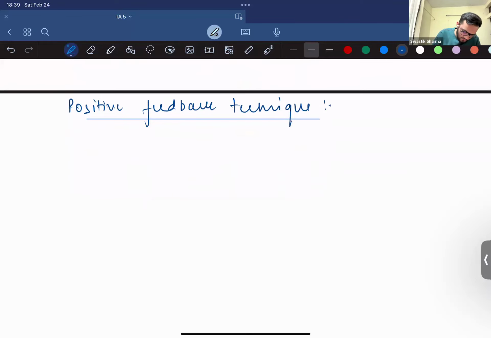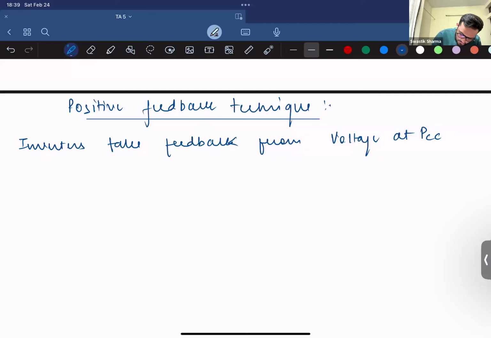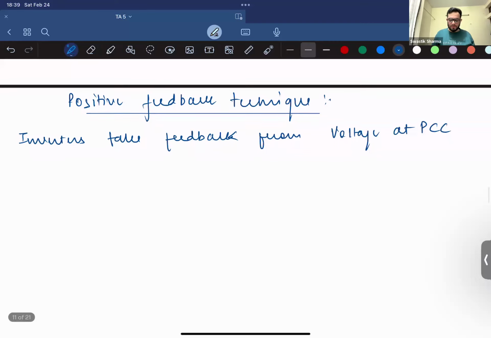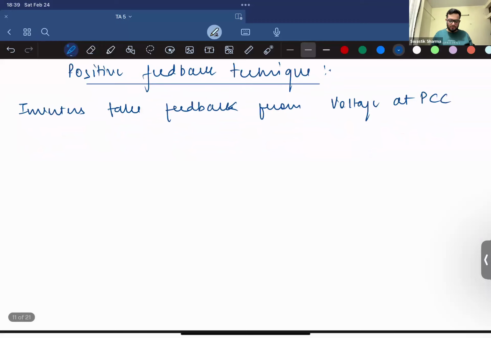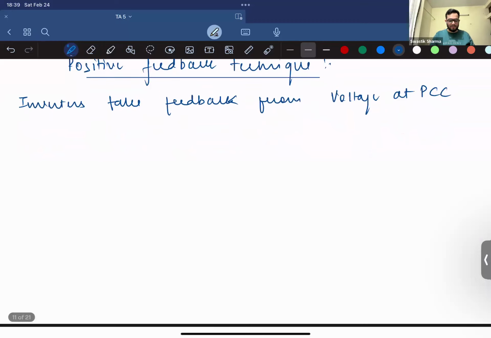Your inverters generally take feedback from voltage at the PCC, right? Apart from these voltages, you also take the frequency, phase angle, and deviations as a positive feedback to your converter. Under islanding, it will start behaving differently as opposed to how it does when it is connected to the main system.